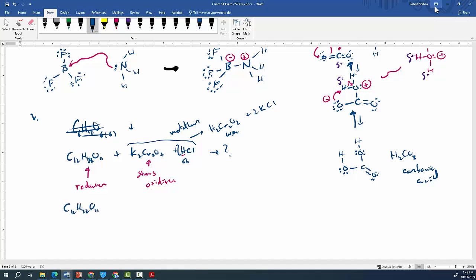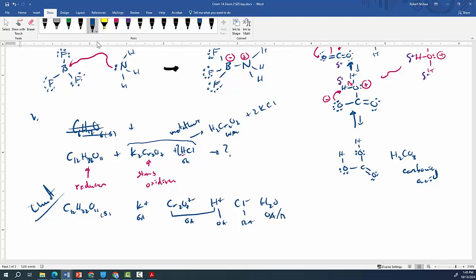I'm going to have sucrose, sugar, solid, potassium ions. Potassium ions are extremely poor oxidizers. We're going to have dichromate, H+, chloride, and water. And so we're going to try the chart method for the redox method. And we're going to identify: potassium ions are an oxidizer. Dichromate and H+ together are an oxidizer. H+ alone is an oxidizer. Chloride is a reducer. And water is both an oxidizer and a reducer.